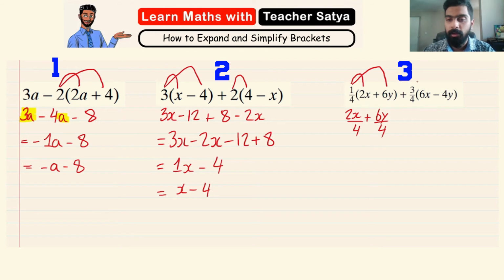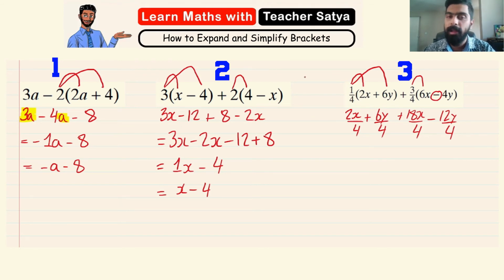Now let's do the same thing right here. So 3/4 multiplied with 6x is going to give us plus 18x over 4, minus, because there's a minus here. And 3/4 multiplied by 4y is going to give us 12y over 4.